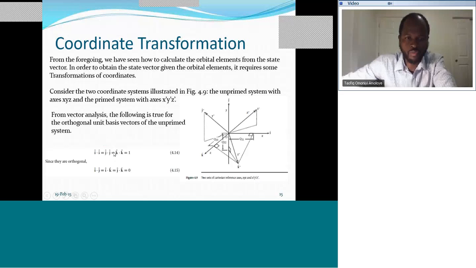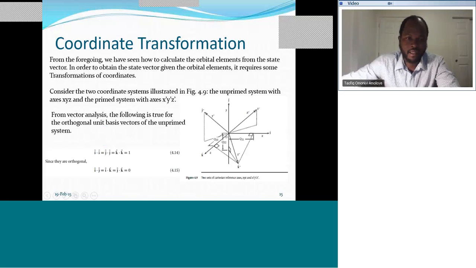So we note that from vector analysis, the dot product of a vector by itself is equal to 1 when it is a unit vector. So that means the dot product of the unit vectors of the unprimed system, I dot I, is equal to j dot j and is equal to k dot k, which is equal to 1. Since they are unit vectors, their magnitudes are equal to 1. So the dot product of a unit vector by itself is just equal to 1.